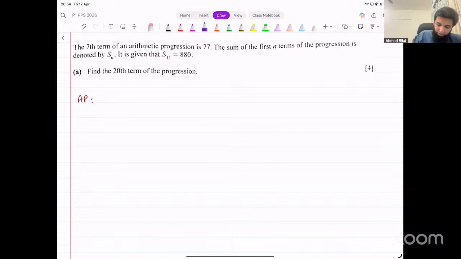What's the nth term formula? Tn equals a plus n minus 1 times d. Sum formula, half n into 2a plus n minus 1 times d. Input values.